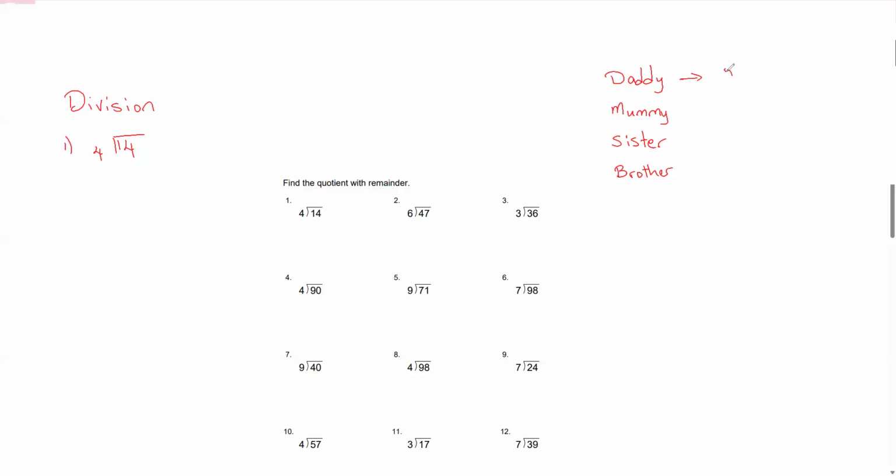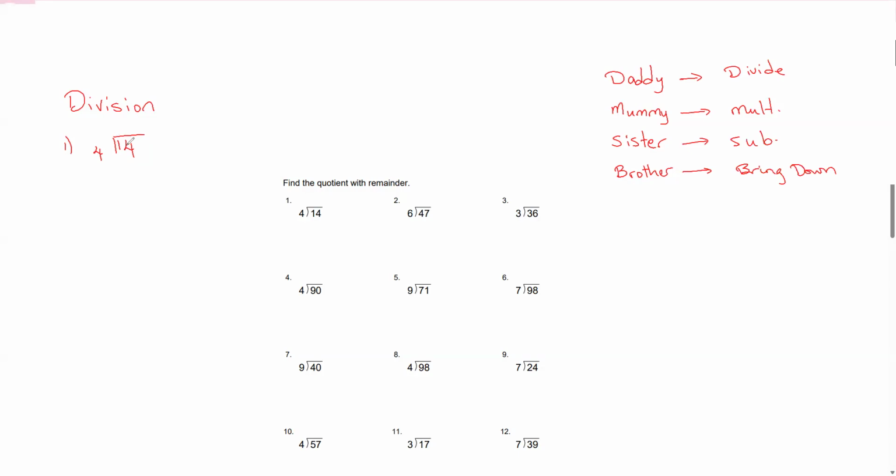So the D tells us we first divide. M tells us we multiply. S tells us to subtract. And B means to bring down. So the first step we have to divide.